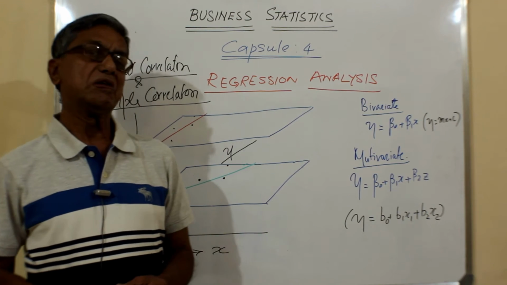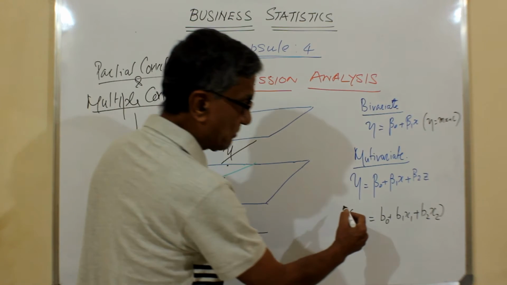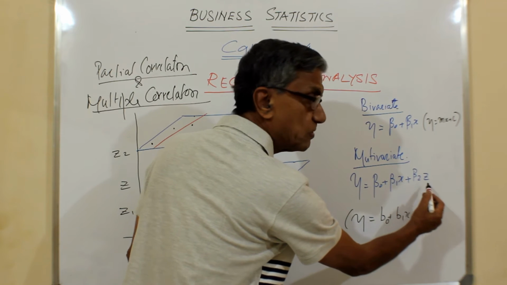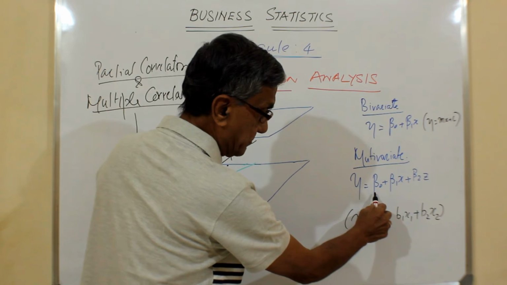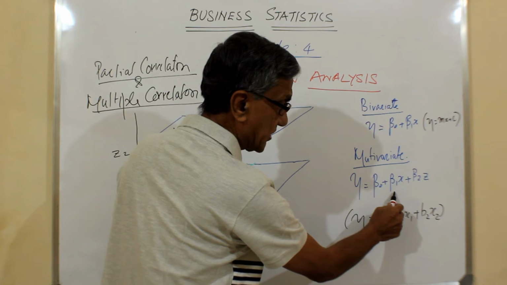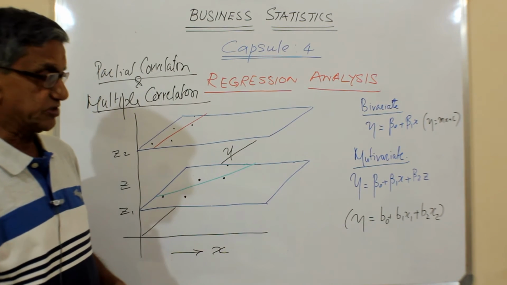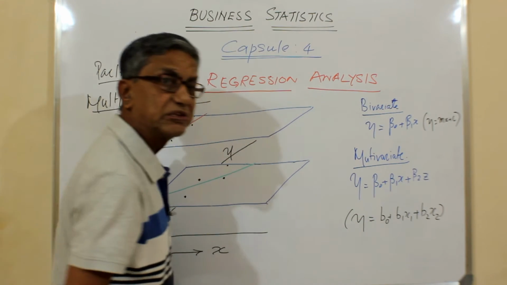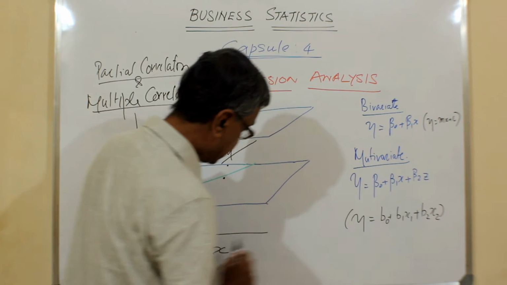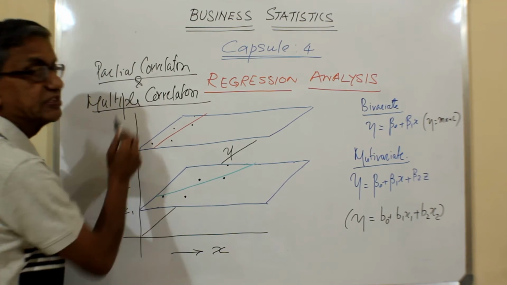Under multiple correlation and multiple regression, the equation is y is equal to beta 0 plus beta 1x plus beta 2z, where beta 0 is the y-intercept, beta 1 is the partial regression coefficient, and beta 2 is another partial regression coefficient. In this case, what we consider is a three-dimensional plane in which x is this axis, y is this axis and z is this axis.